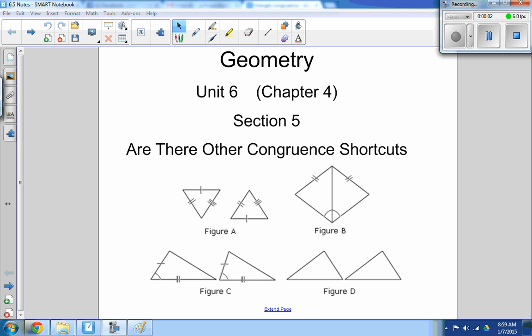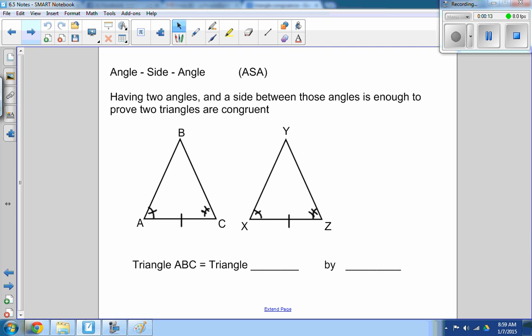Geometry, Unit 6, which is Chapter 4 from the book, Section 5. Are there other congruence shortcuts? Now you remember, in the last section, we talked about the fact that there's 5 of them, and we covered 2 of them, side, side, side, and side, angle, side. So we got 3 more to cover today.